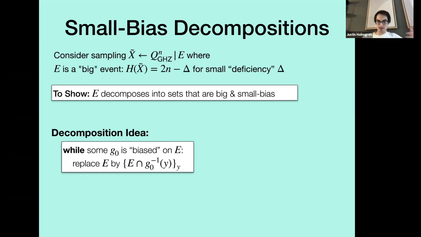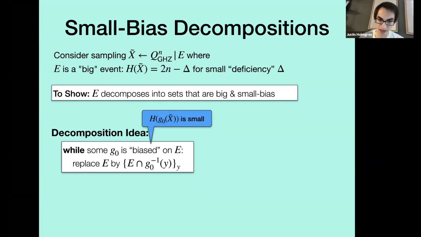And the idea for the decomposition is similar to what I was describing before, but I'll go into more detail now, which is that while you have some linear distinguisher that has a bias on your event, you'll partition your event into the different parts corresponding to the different outputs of your distinguisher. So the way we'll quantify a distinguisher being biased is that the entropy of its output will be smaller than it should be.